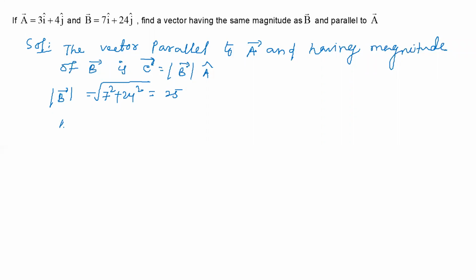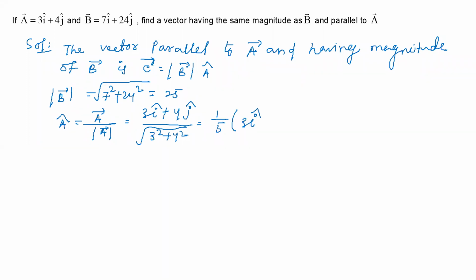And next I want to find A cap. A cap means, students, you know, A vector by magnitude of A vector. A vector is 3 i cap plus 4 j cap, as given in the question, divided by magnitude of A, that is root under 3 square plus 4 square. That is equal to 1 by 5 whole into 3 i cap plus 4 j cap.